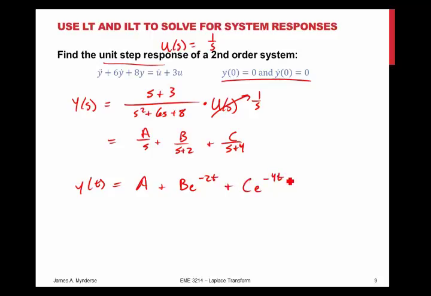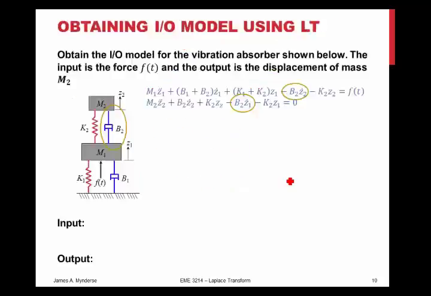So there we go. That's how we do these sorts of things. If we want to look at a more complicated example, consider a vibration absorber, something like this. In this case, I'm going to just tell you that we're going to assume 0 initial conditions. And I've got some ODEs here. You could solve for these if you really wanted, but they're already prepped for you.